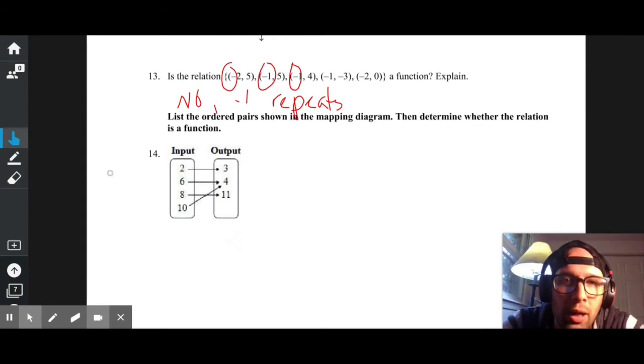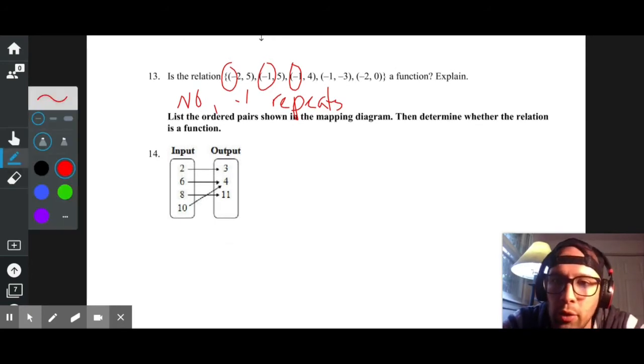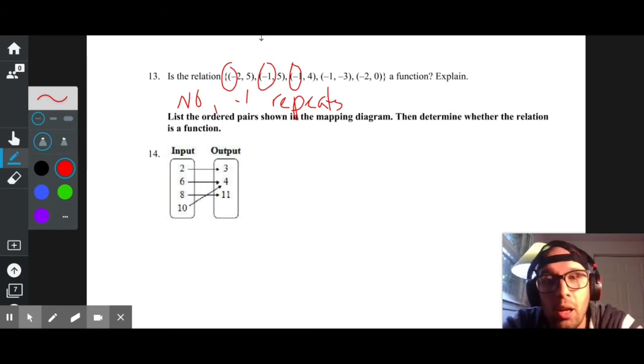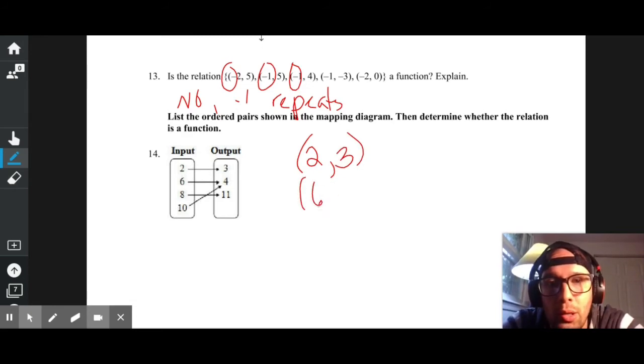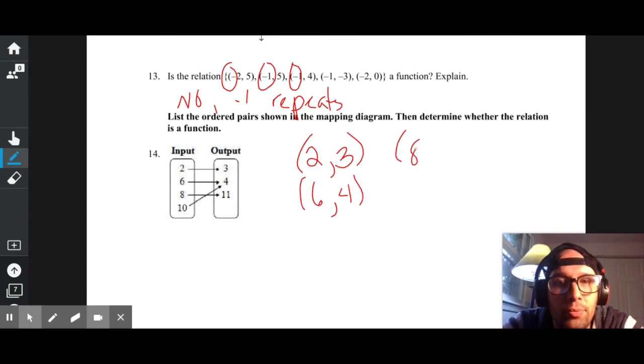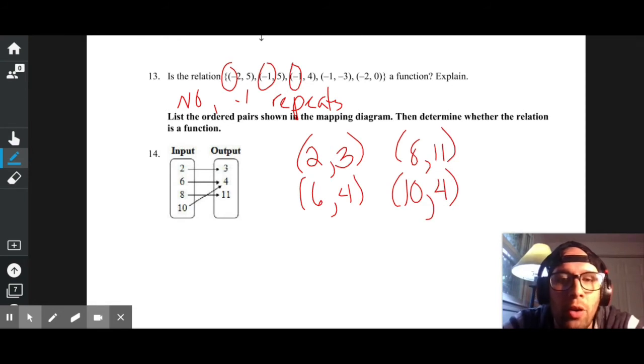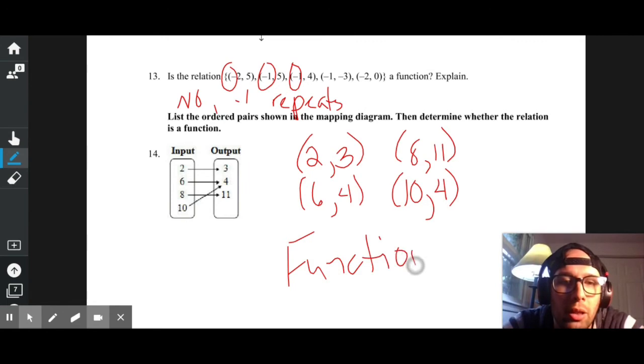List the ordered pairs shown in the mapping diagram, then determine whether the relation is a function. Well, the relation is a function because 2 goes to 3, 6 goes to 4, 8 goes to 11, 10 goes to 4. Determine whether the relation is a function. It is a function because none of the x values repeat.